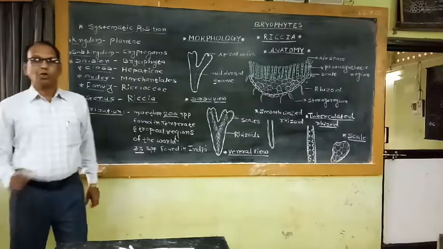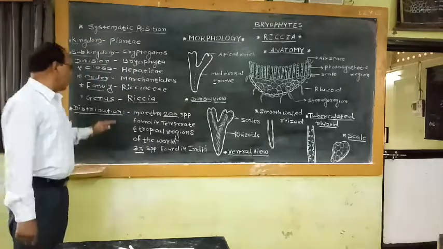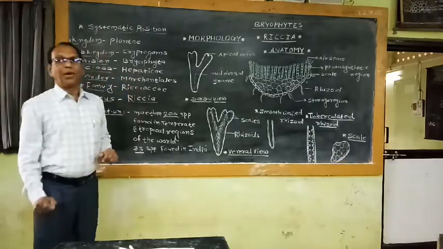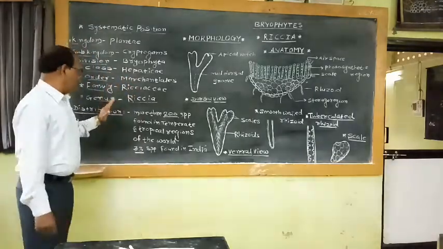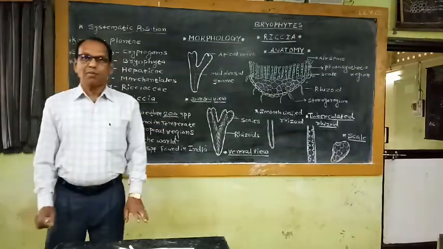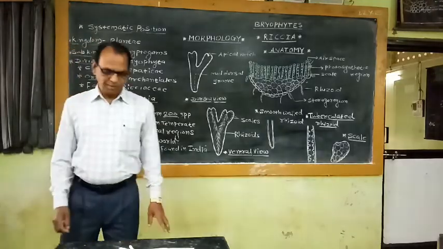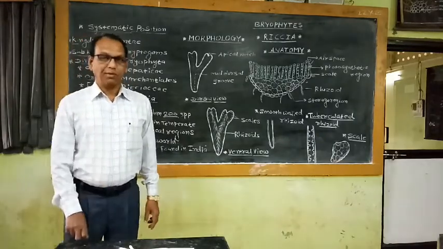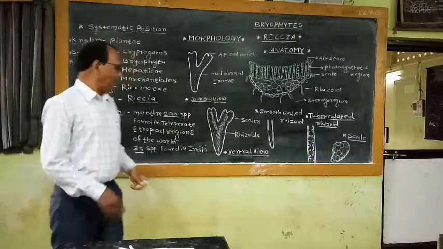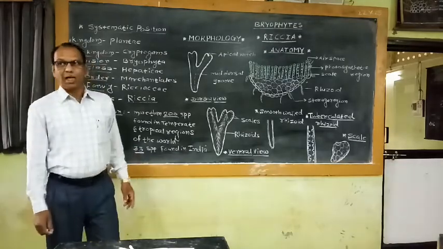if you see the distribution or occurrence of Riccia, it is one of the important genera belonging to Hepaticopsida or Hepaticae class. It comprises about 200 species which are distributed in temperate as well as tropical regions of the world. That means it is worldwide in distribution. In our country, about 33 species of Riccia are reported.